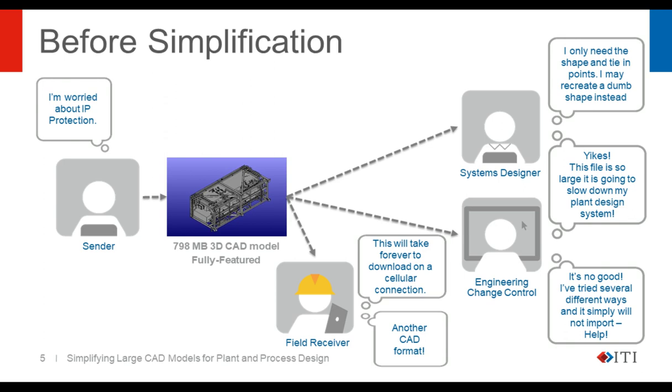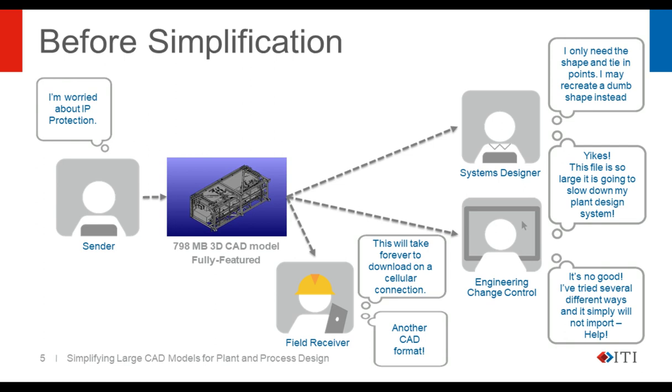So let's just look at that schematically. Here we have an example of an equipment supplier. So this is a machine developer who has a model. Here we've got some equipment on a skid, so a large skid assembly. That mechanical CAD file, as designed in the mechanical CAD system, is about 800 megabytes. It's a fully featured CAD model with all the details. And it's going out to a systems designer, a change control engineer, and a field engineer who all need to handle that model, import it into their systems, and operate on that model.